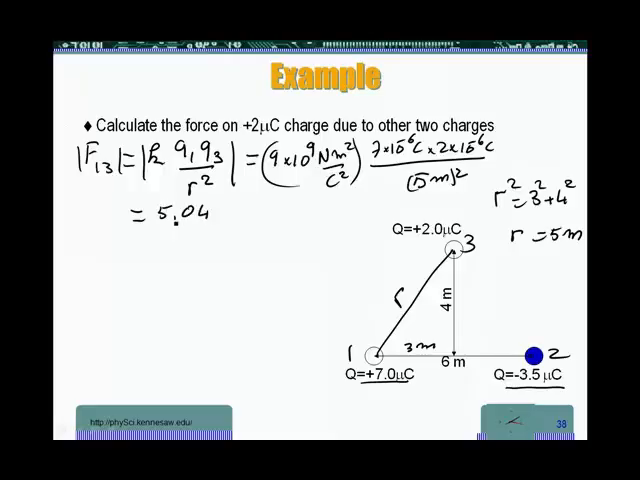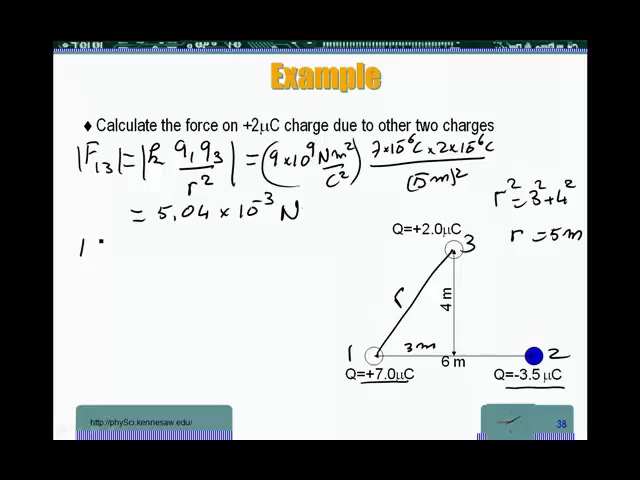I'm carrying more digits than I need in terms of significant figures, but let's stick to that. We have 10 to the 9 here, minus 6, minus 6. That's minus 12 and 9, so times 10 to the minus 3 newtons. That's my force, F13.